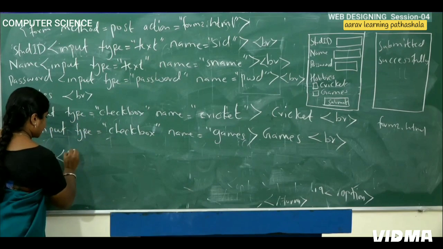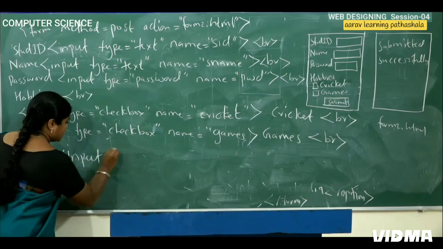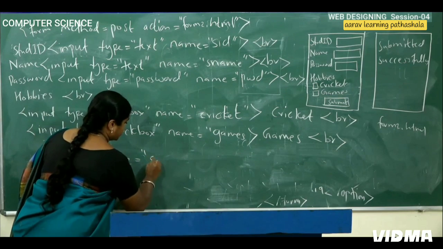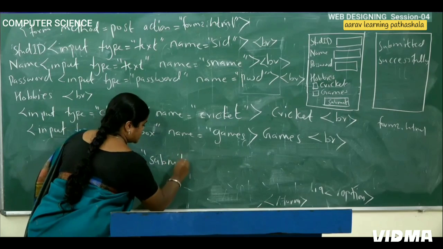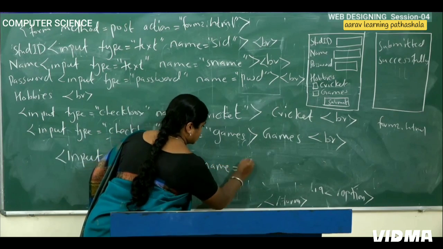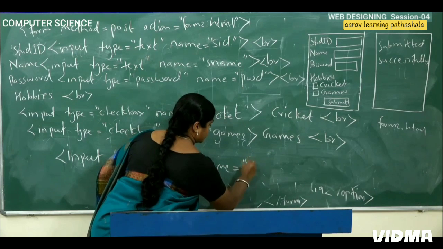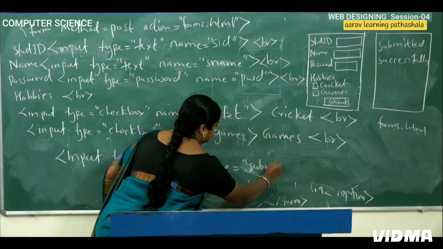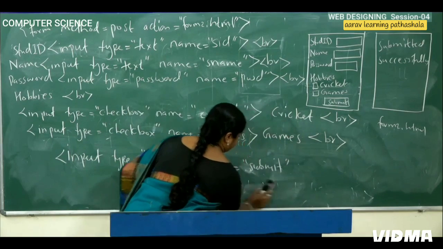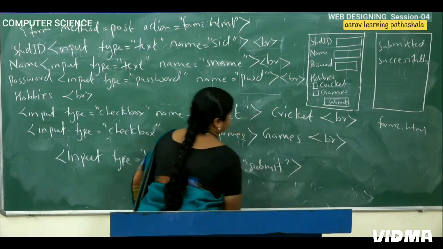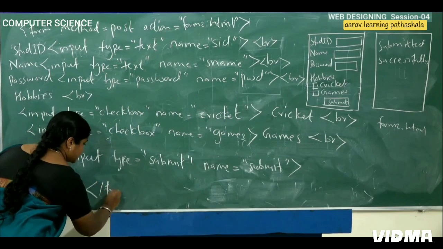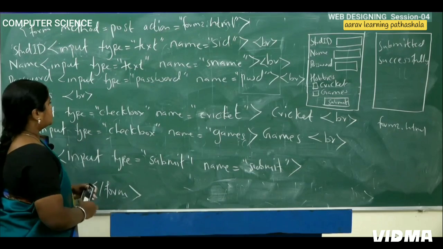So here we will take the tag as input, type is equal to submit, and then finally name is equal to, inside the double quote, submit, double quote, and then finally tag complete. So this completes the entire form. So /form. I hope it is understood.